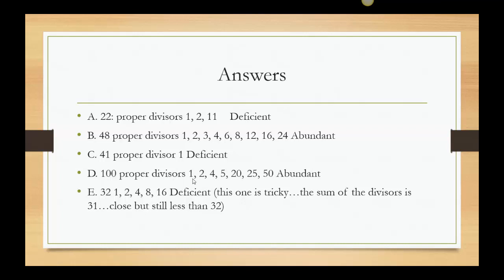32. 32 is a tricky one. 32 has factors of 1, 2, 4, 8, and 16. It's deficient, but man, was it close. When you add those up, 16, 8, 4, 2, and 1, you get 31. So it's really close to being perfect, but it's not. So I do say when you're not sure about your adding and when you think you need to check it, definitely check it because there are some close calls there that you want to make sure you get the points for.